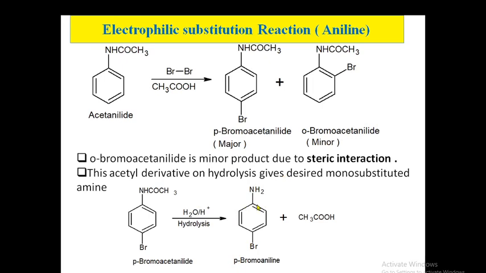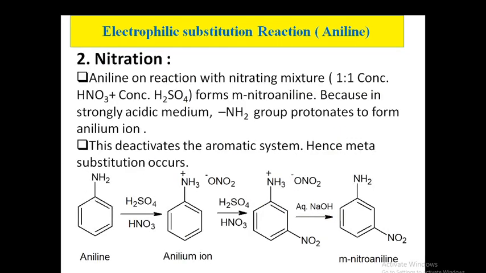Okay, now let's go for the next reaction, that is the nitration reaction. So in the nitration reaction, aniline has to react with the nitrating mixture, that's 1:1 concentrated HNO3 and concentrated H2SO4, and forms meta-nitroaniline. So why are you getting the meta-nitroaniline here, though the NH2 group is ortho-para directing?